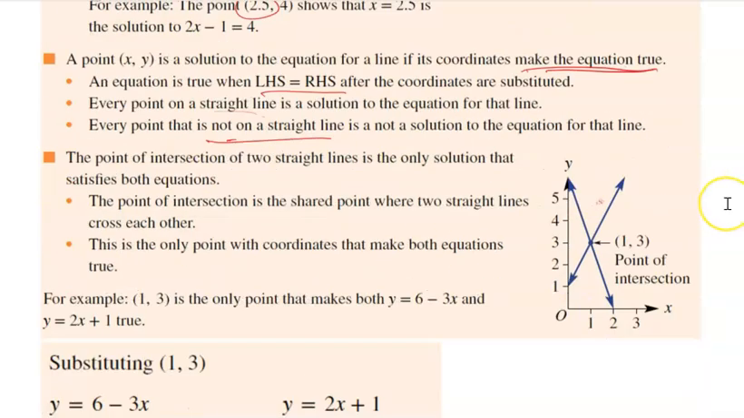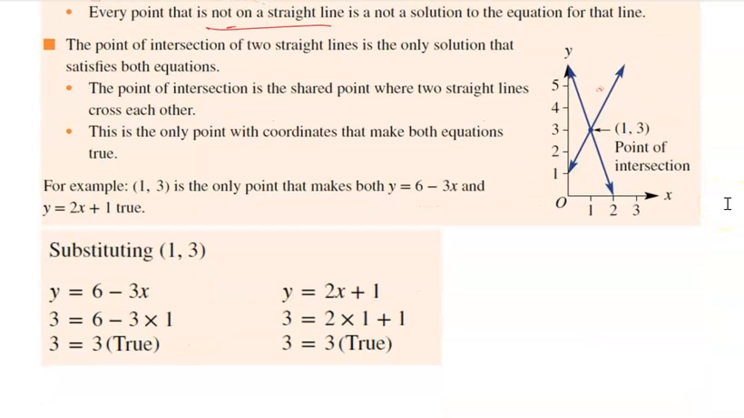Now, if you have two straight lines crossing each other, you'll have a point in common, and this is called the point of intersection. The point of intersection is the exact place, in this case x is 1 and y is 3, where both of these are true. And how can we do that? We'll substitute 1 in for x, and 3 in for y in both of these different equations, and if they come out true, then that is the point of intersection.